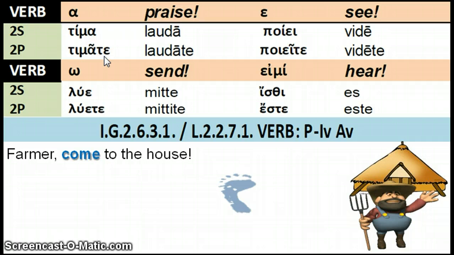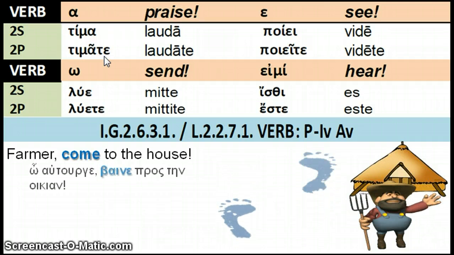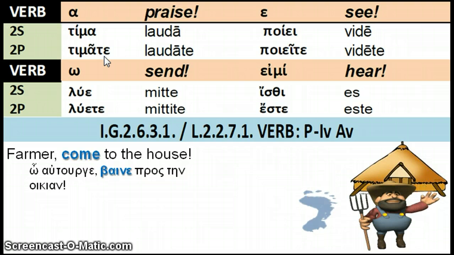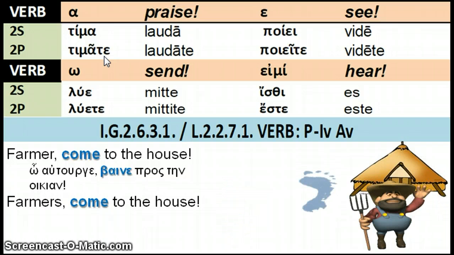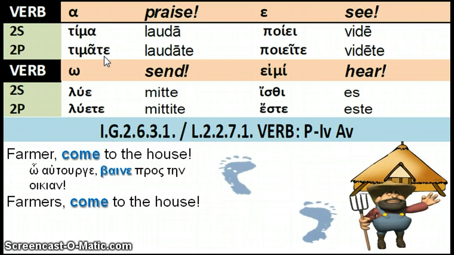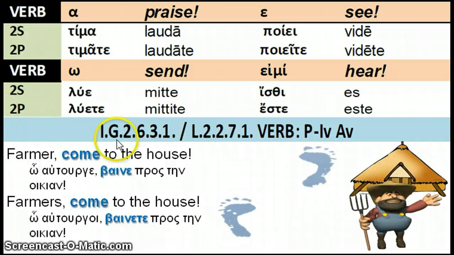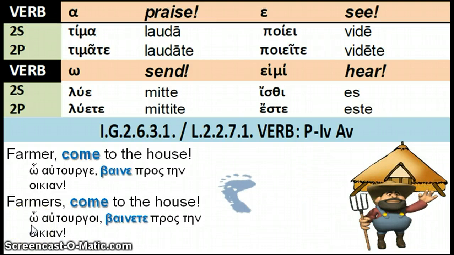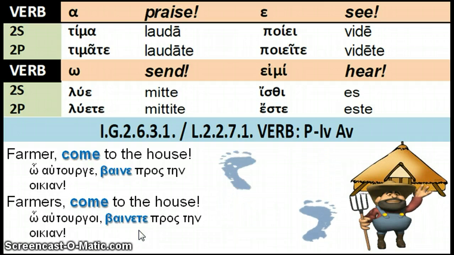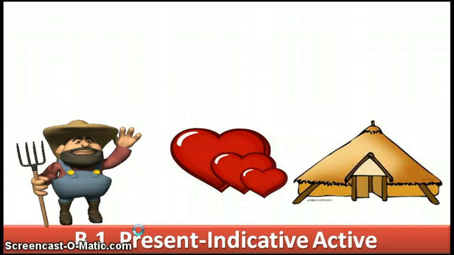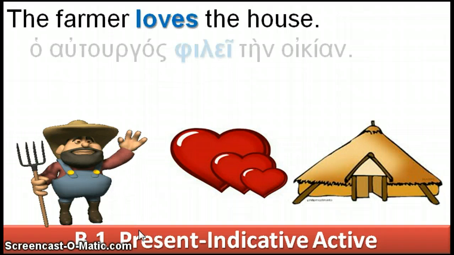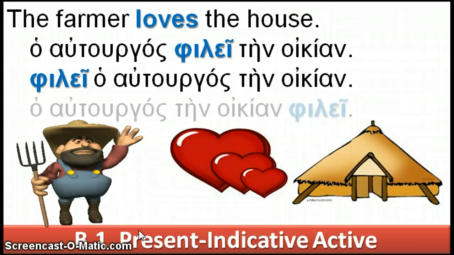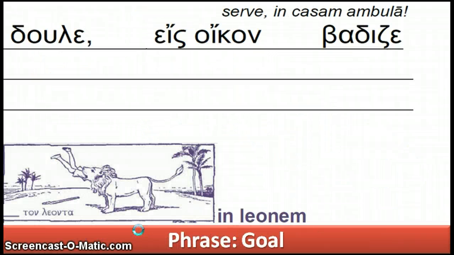Imperatives such as farmer, come to the house, you're talking to one, therefore it's second person singular imperative. All imperatives are second person talking to you. And then, of course, we have farmers, come to the house. Who are we talking to? Plural. So therefore, O georgoi, that looks just like the nominative. It does, doesn't it? But the O tells you it's vocative. And then the verb is second person plural. Therefore, you're indicating talking to two of you. Present indicative does signify tense. Farmer loves the house.